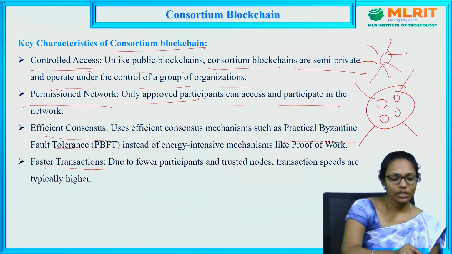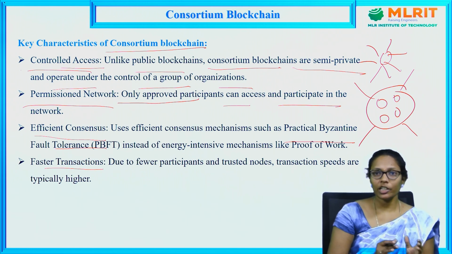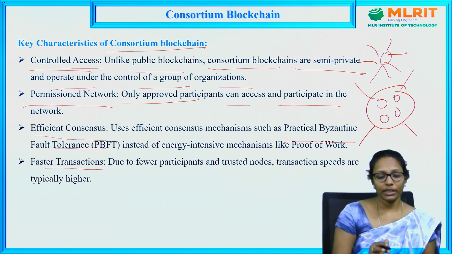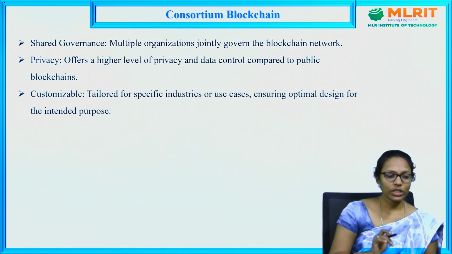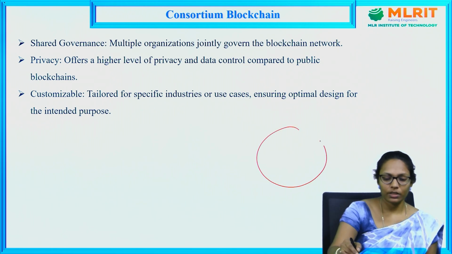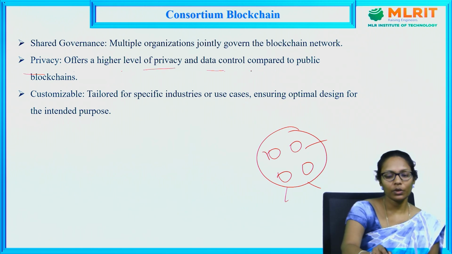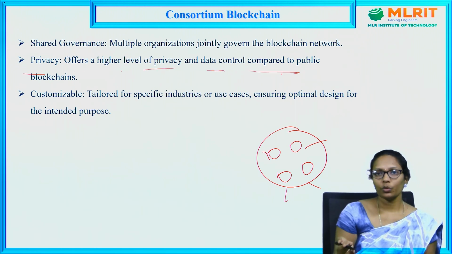Faster transactions. As it is limited, it's not open. If it is a public blockchain, it is open and everyone can access it. But here it is limited to a set of people. That's why the transactions will be faster when compared to the general public blockchain. Shared governance. Here we have a set of centralized people who are going to provide the governance tools. And privacy. It offers a high level of data privacy and control compared to the public blockchain, obviously. Here it is like semi-private or semi-public, so you provide security for your data.